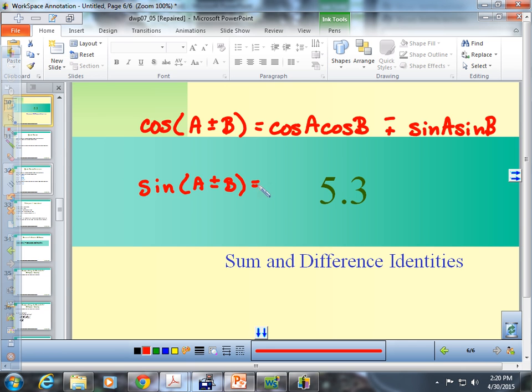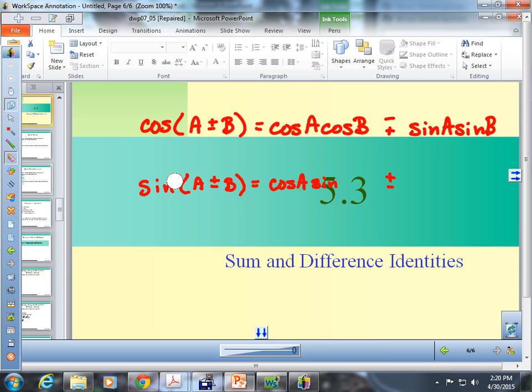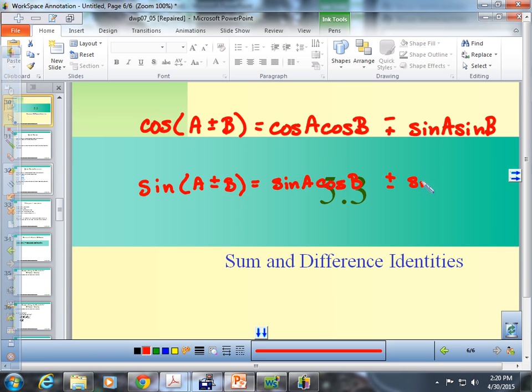And now down here, our operations are the same. It's still going to be a plus minus, but our trig functions are going to be mixed together. We're going to have a cosine A sine B. That's got to be the other way around, my bad. Sine A cosine B. Plus and minus sine B cosine A.